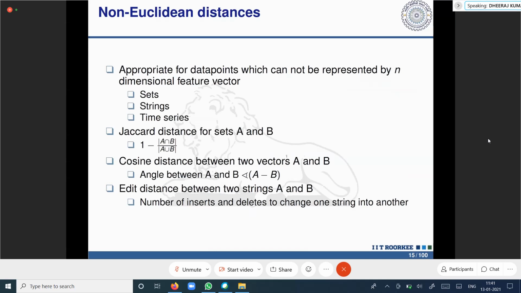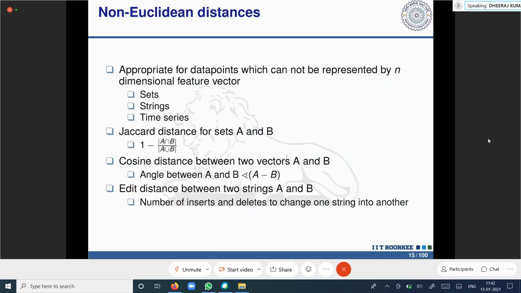So then we can define other non-Euclidean distances, such as Jaccard distance for sets A and B, which is essentially 1 minus the number of points in A intersection B divided by the number of points in A union B. Similarly, if you have two vectors A and B, you can find the angle between them as their distance. Or if you have two strings, then you can find how many inserts and deletes I need to do to string A to convert it to string B. That would be the distance, which is called the edit distance.